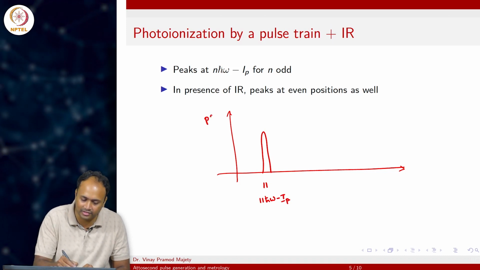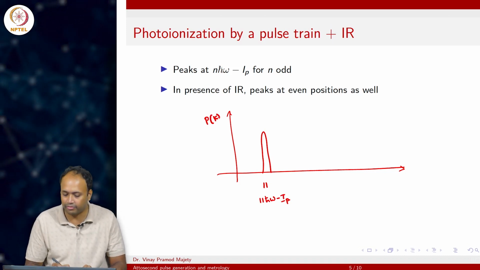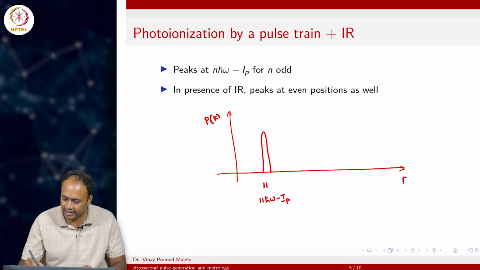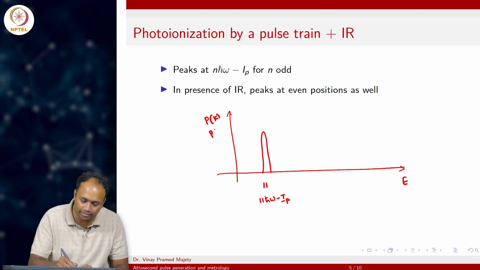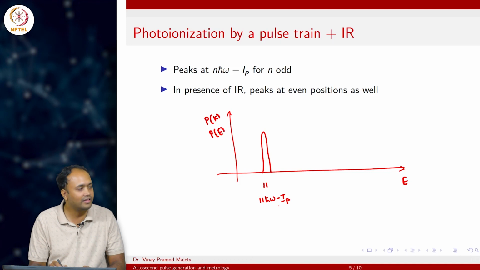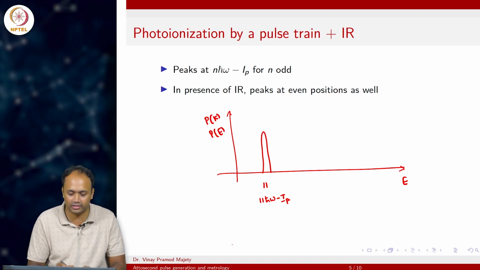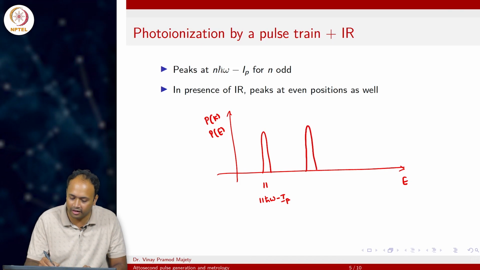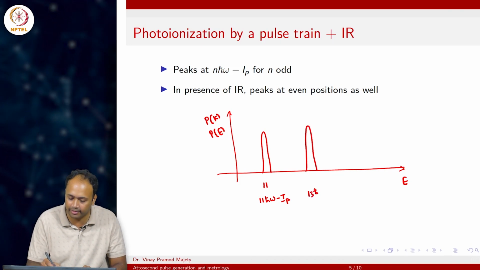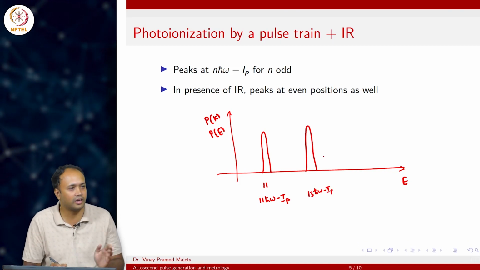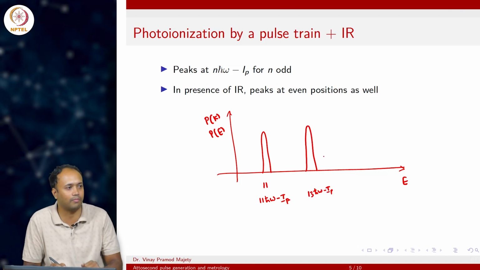Okay, the axis is the same. The probability of finding the electron at a certain moment or energy versus the energy. So I will just write this as P of E, that is the photoelectron energy. When it gets ionized by the 11th harmonic, I get such a peak which is at 11 h bar omega minus IP. When it gets ionized by the 13th harmonic, I would get a peak at 13 h bar omega minus IP, and so on. I will get a series of peaks corresponding to each of the harmonics.